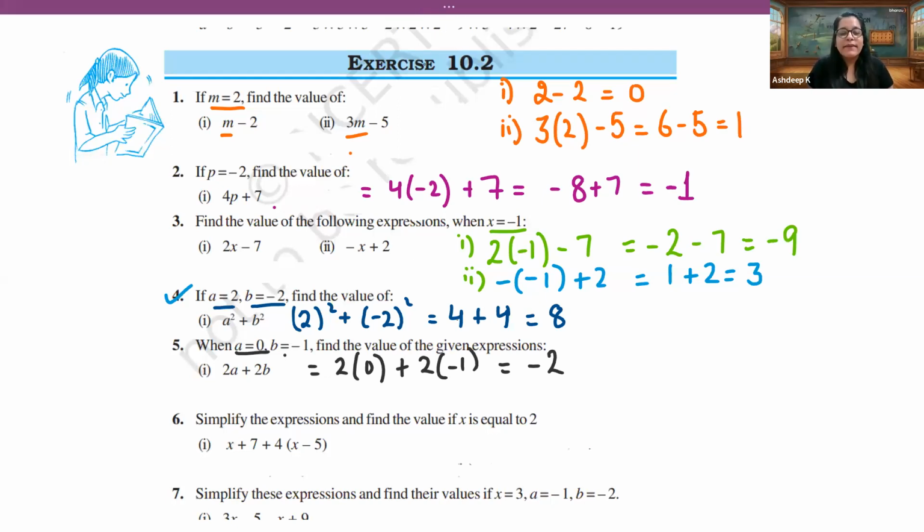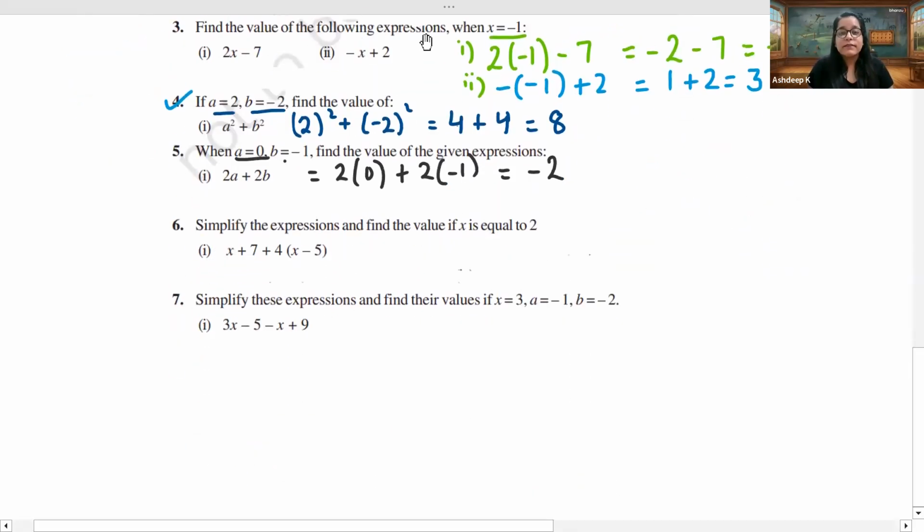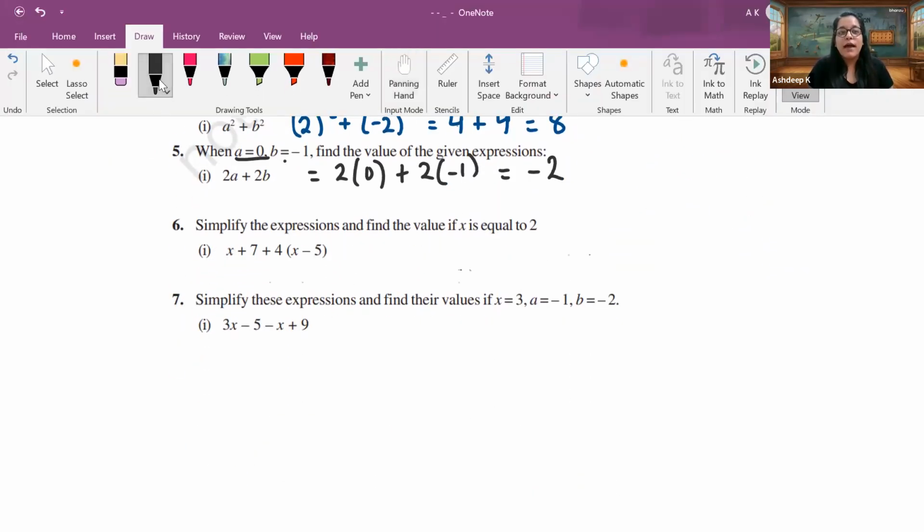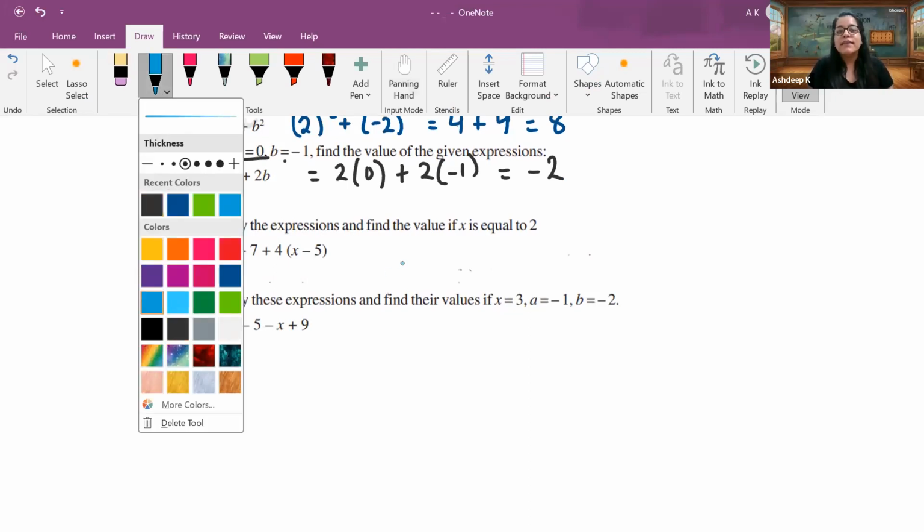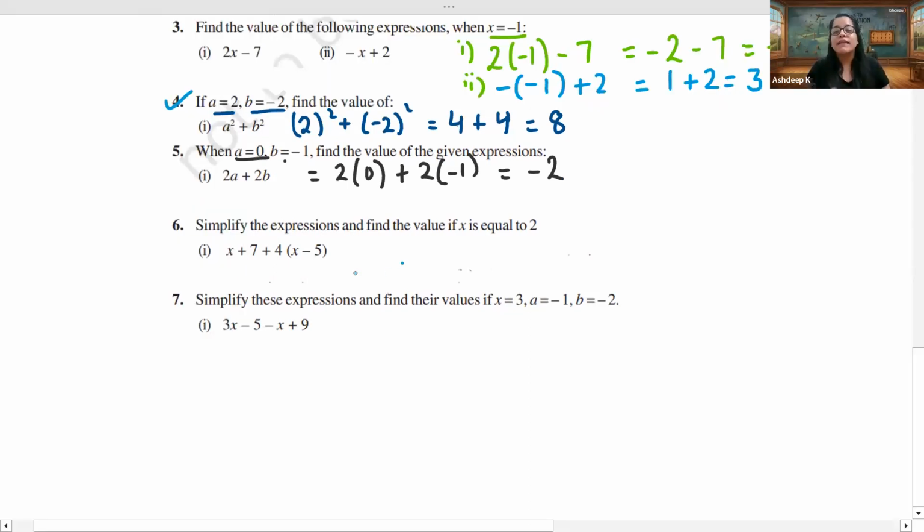Now let's try another question that we have here. For this, it is a bit different from what we have done up till now. Here we can see that we need to simplify the expression and find the value if x is equal to 2. Now the only difference among all those questions and this is that we need to first simplify the expression, right? We need to first solve the brackets. So the question is x plus 7 plus 4 into x minus 5. First of all, we'll simplify. We'll open up the brackets.